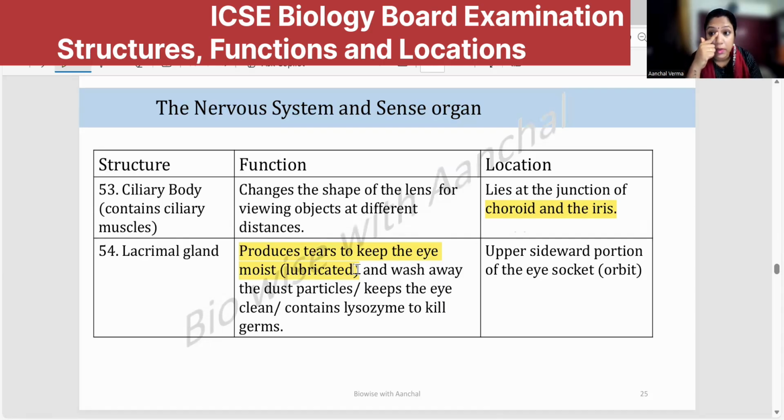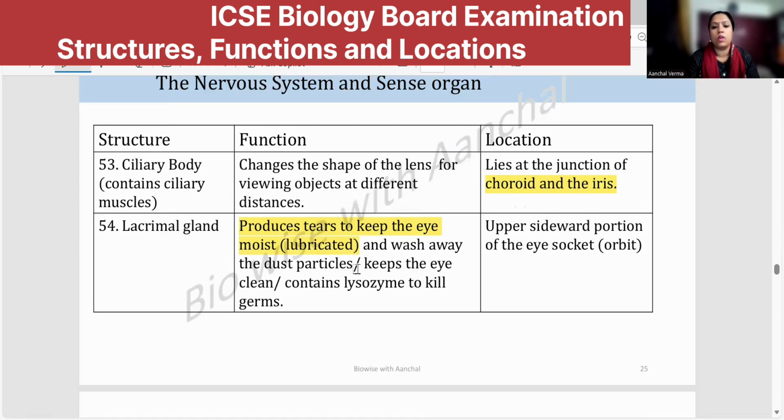Then here you have the lacrimal duct. Here you have the nasolacrimal duct. And inside you have those openings through which the tear drains into your nose. Sometimes you feel like crying, but you don't cry. Then your nose starts getting filled up. Your throat starts getting filled up because all that tear starts flowing into your nose and the throat. Okay.